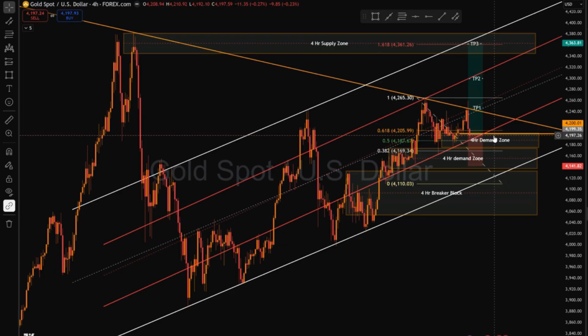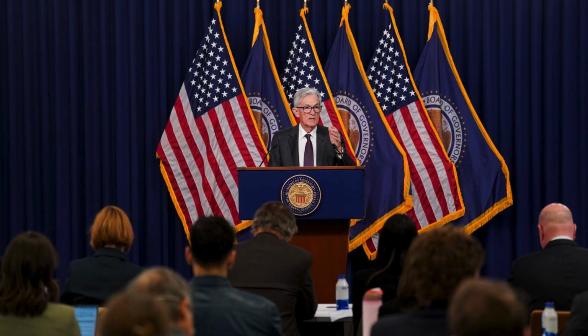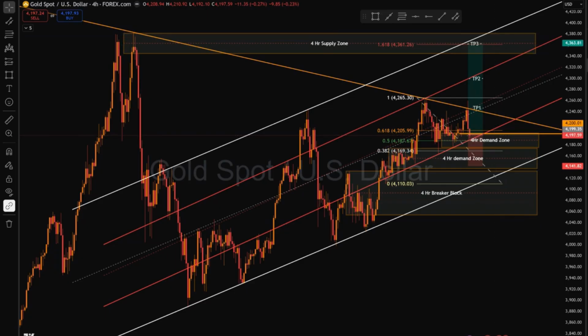8. How the Federal Reserve monetary policy decision affects this analysis. Now let's talk fundamentals, because the Fed's upcoming policy decision can heavily influence gold's direction. If the Fed signals rate cuts or a softer policy stance, the US dollar typically weakens. Real yields fall, and gold becomes more attractive. This scenario supports the bullish outlook and increases the probability of hitting TP1, TP2, and even TP3.